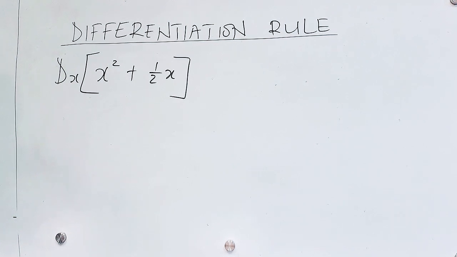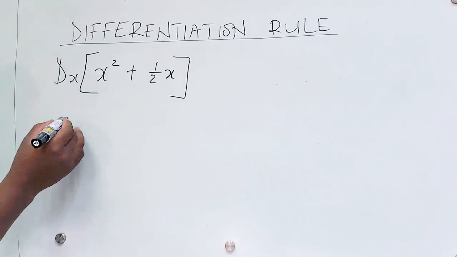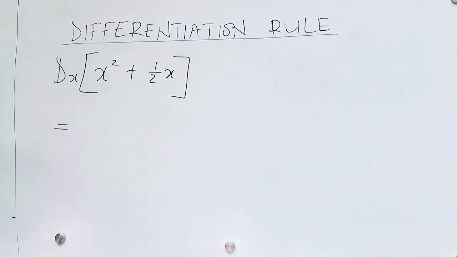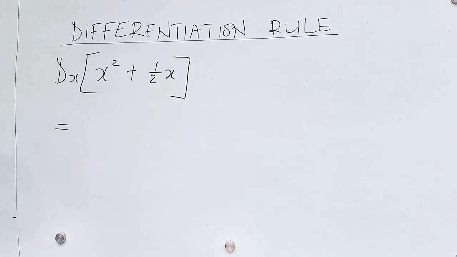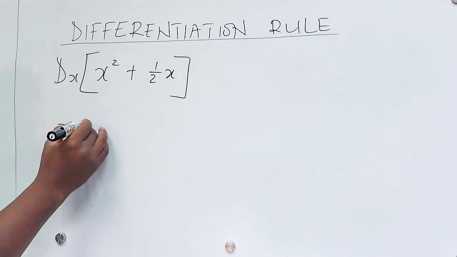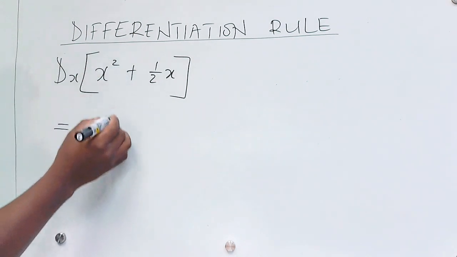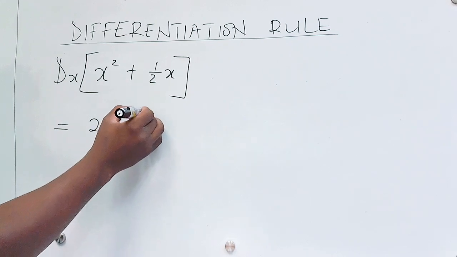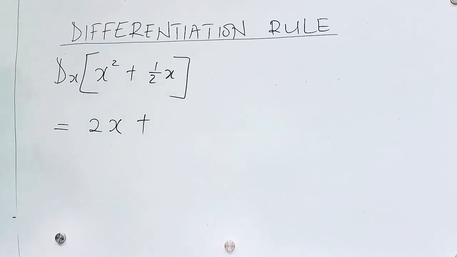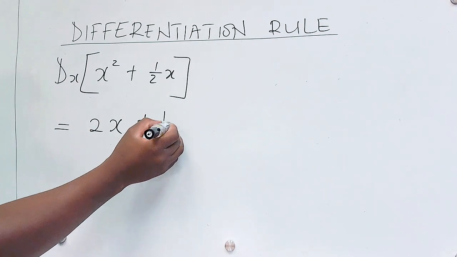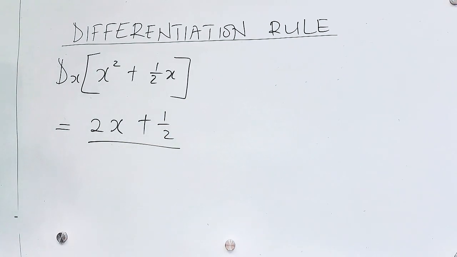d/dx of (x squared plus half x). This is another way of representing the first derivative. So you have to differentiate it like this. You just go straight inside your brackets, then you differentiate x squared, we get 2, we drop the 2, so it becomes 2x. Plus, differentiate this one, it becomes half. So that will be your answer.